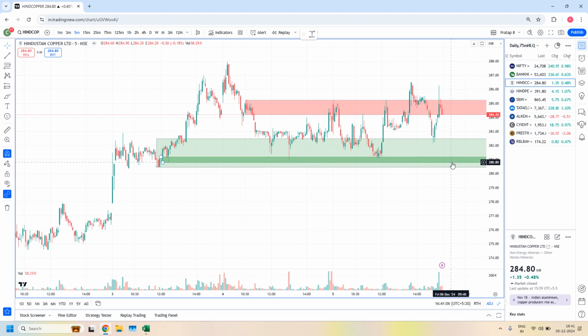But the first time it is violated. Sometimes HLQ zones might be violated on the first test itself. But if it is violated the first time, I am considering that as a violated zone. Stopped out trade. I am registering it in my Excel sheet.